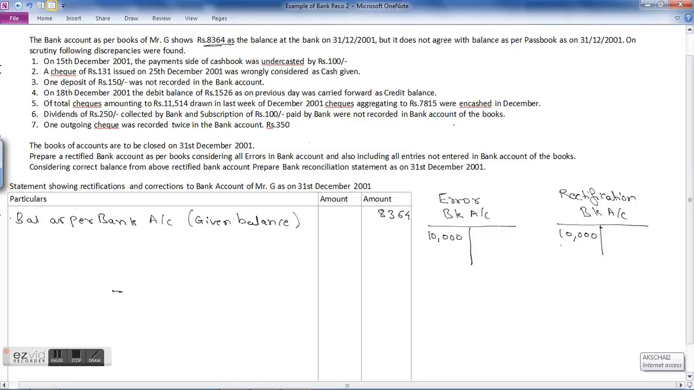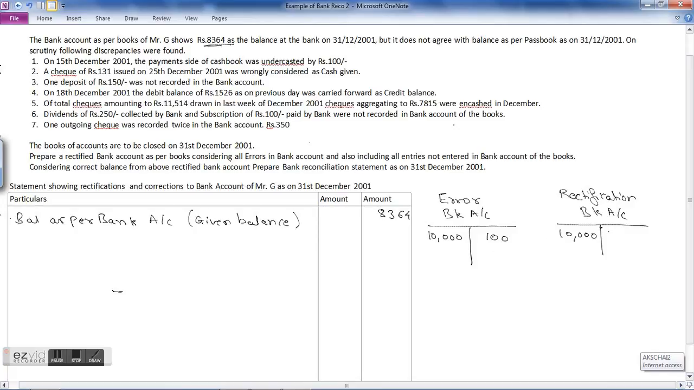Okay, 10,000. Now what has happened is the payment side of cash book is nothing but the credit side. Okay, since the payments are recorded on the credit side, correct. So the payment side of cash book was undercasted. Let's say there was an expense of rupees 200. Say you have paid an electricity bill of rupees 200. So instead of recording 200, only 100 rupees is recorded.